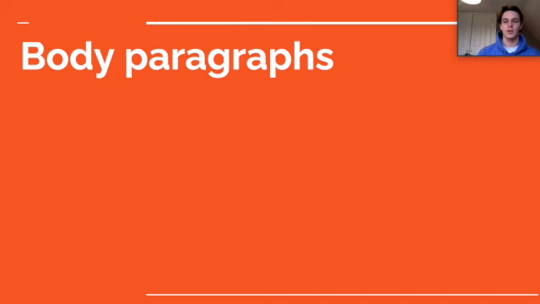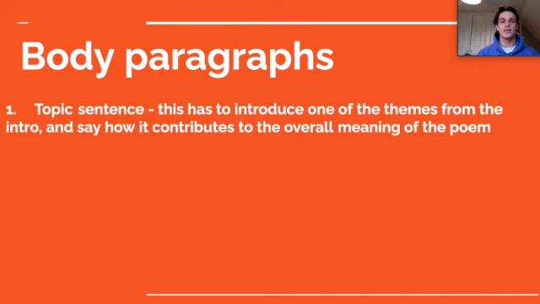Onto the body paragraphs now, okay? And these have a number of components. The first thing you need to do with any body paragraph is start it with a topic sentence, okay? This should be one sentence that introduces the theme you're going to be talking about in this paragraph and say how it contributes to this overall meaning, okay? What role does it play in this equation?